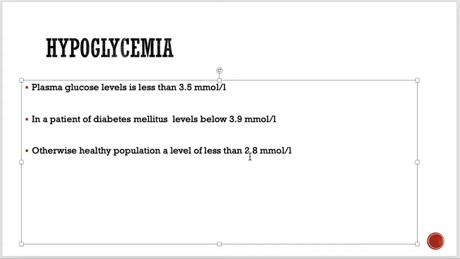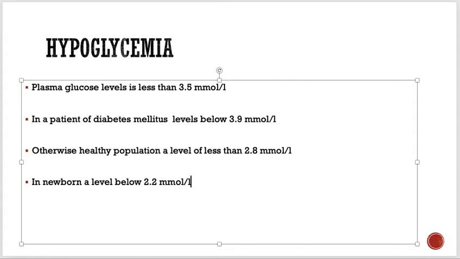Like in the newborn, a level below 2.2 millimole per liter. So this is basically exactly 40 milligram per deciliter. It's considered as hypoglycemia if there is no symptoms, right? If there are symptoms, the values are higher.